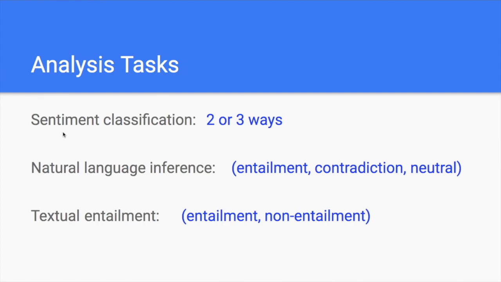So they analyze three different tasks. One is sentiment classification. They have two different data sets, SST and Amazon reviews. SST is binary, negative or positive. For Amazon, it's three-way.